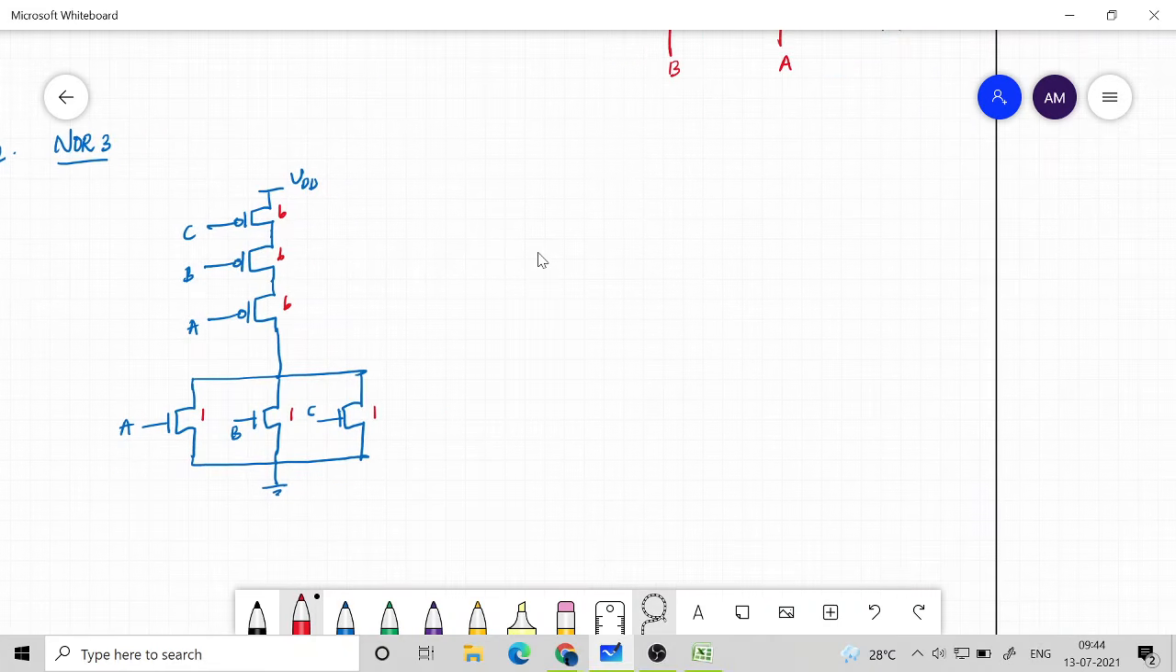Okay, let's draw now the stick diagram. Again, first thing is draw the rail.